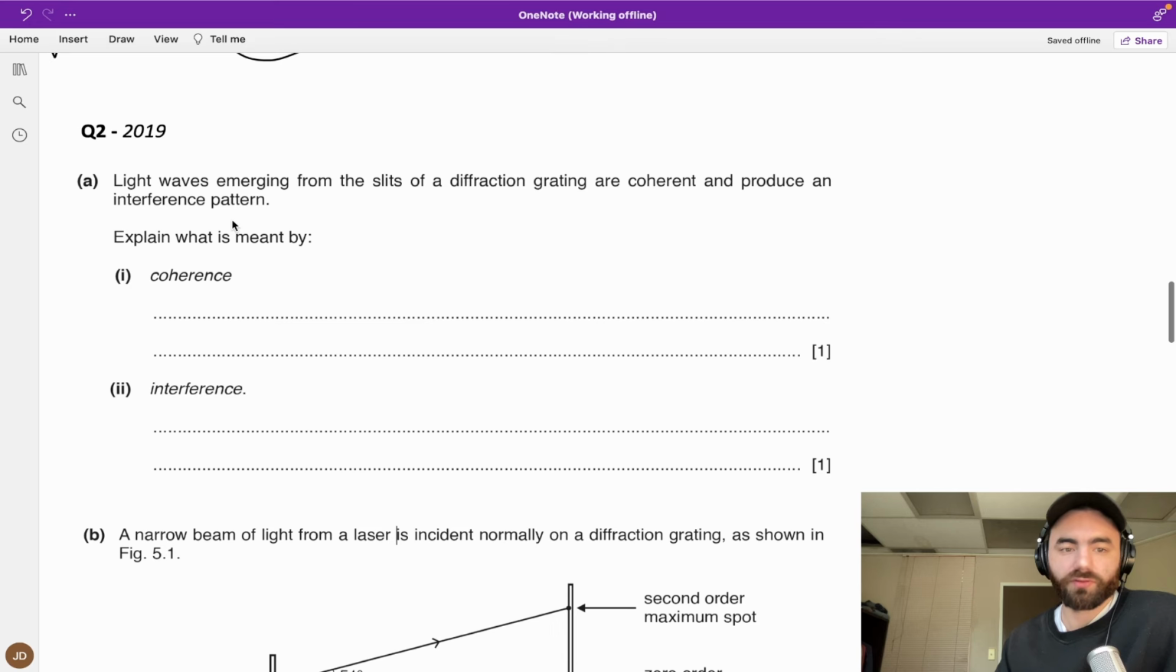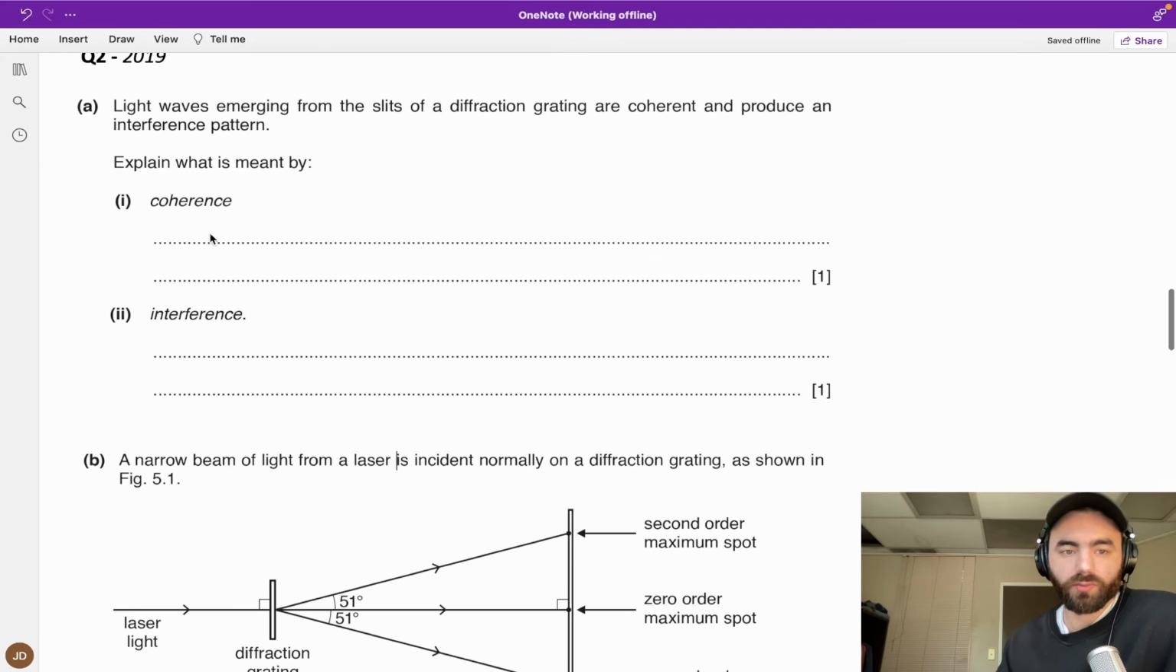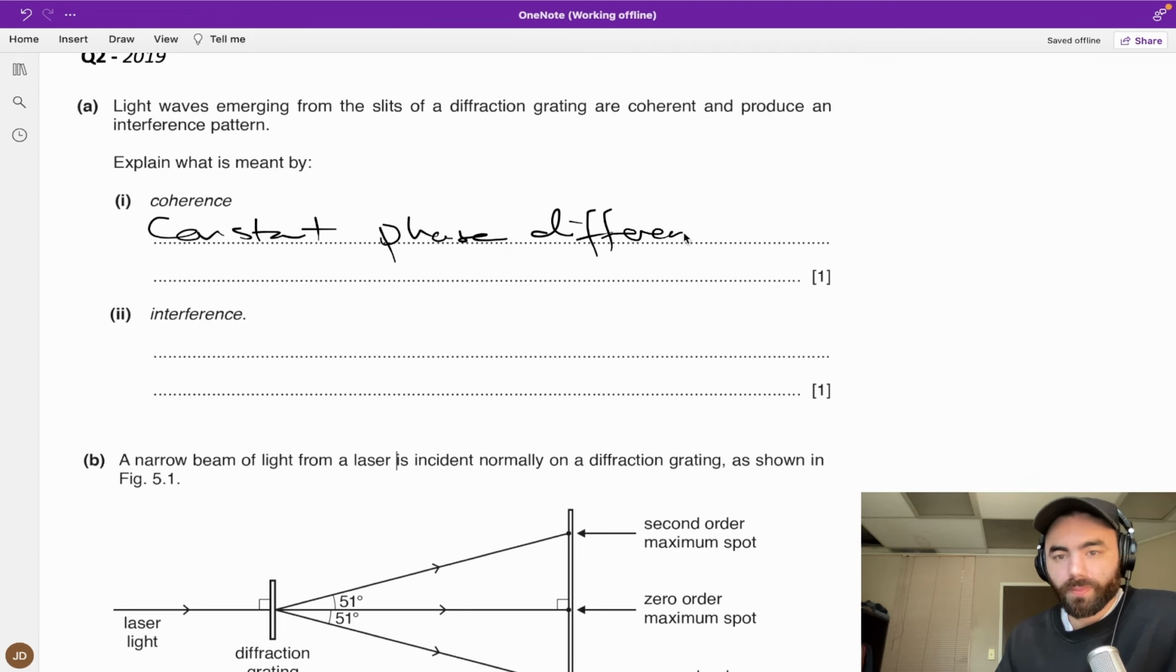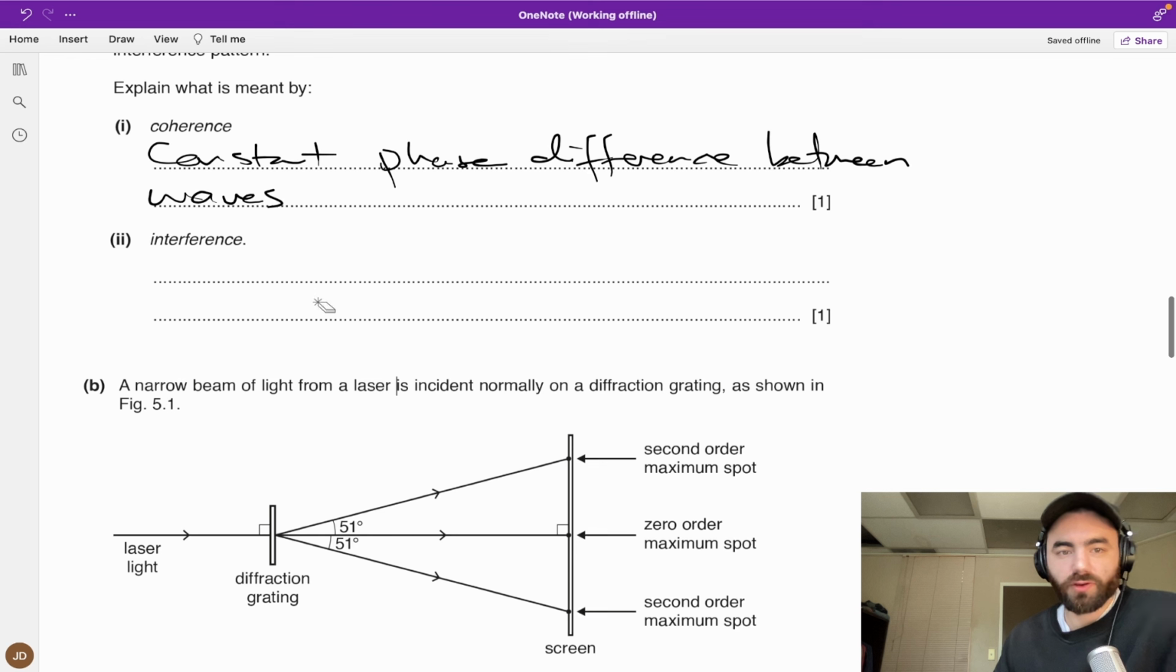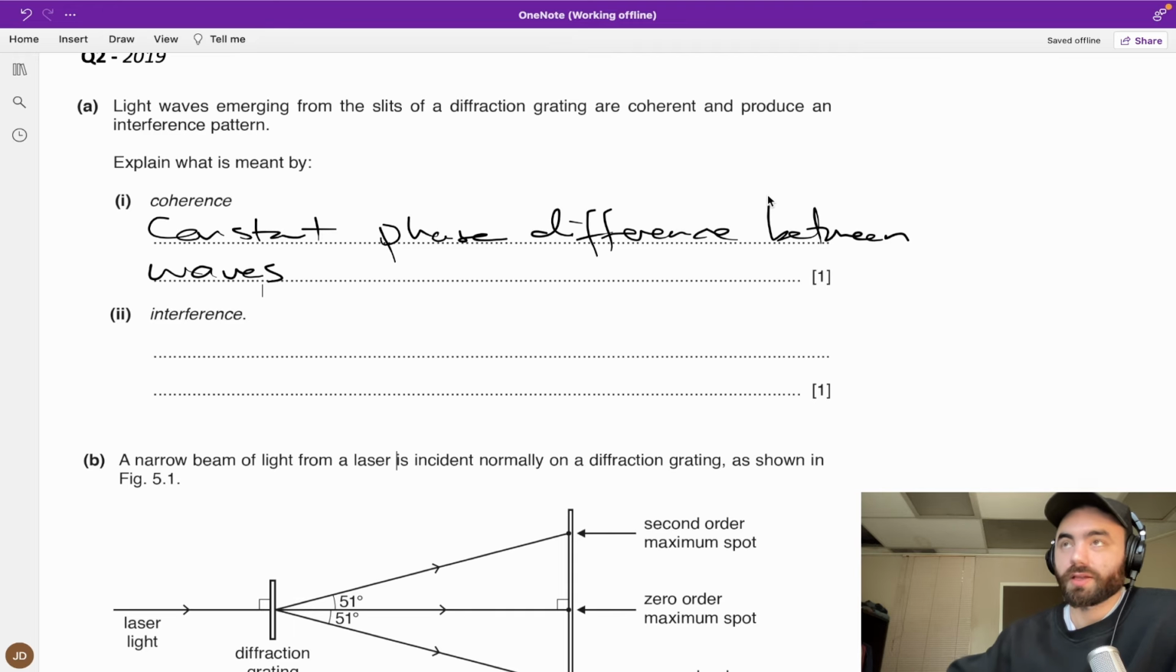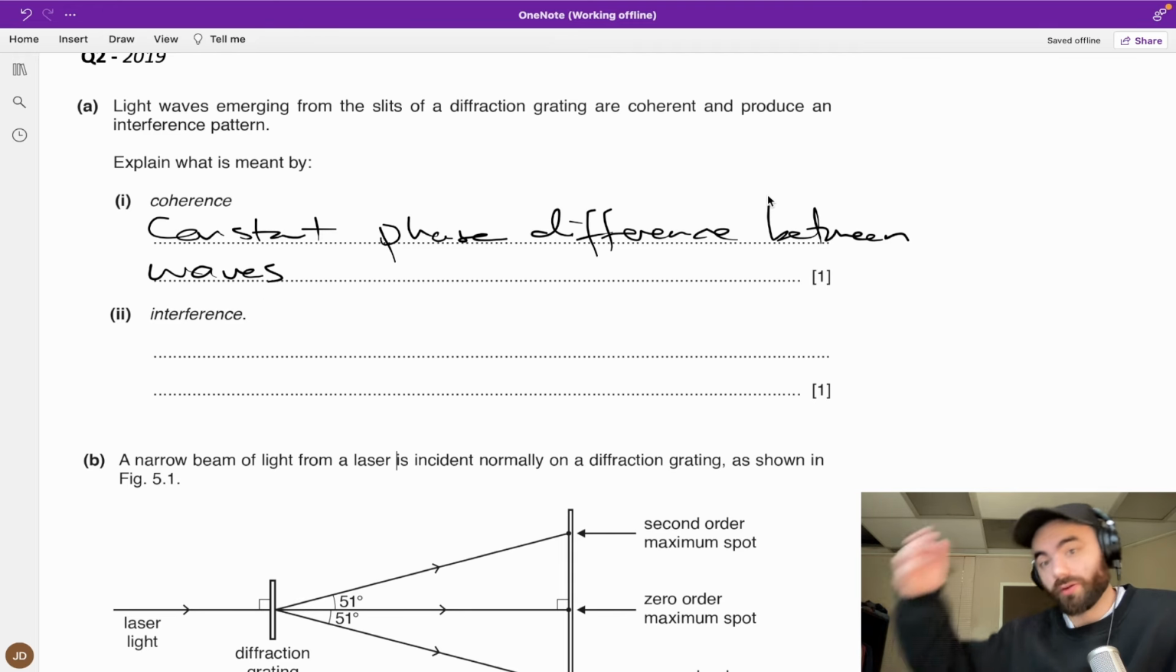Okay, now we'll do something on diffraction gratings. So, diffraction grating, coherent. What is coherent? Well, it's the same thing as before. It's producing coherent light and producing an interference pattern. Coherence is a constant phase difference between waves. Interference is the superposition of coherent sources.